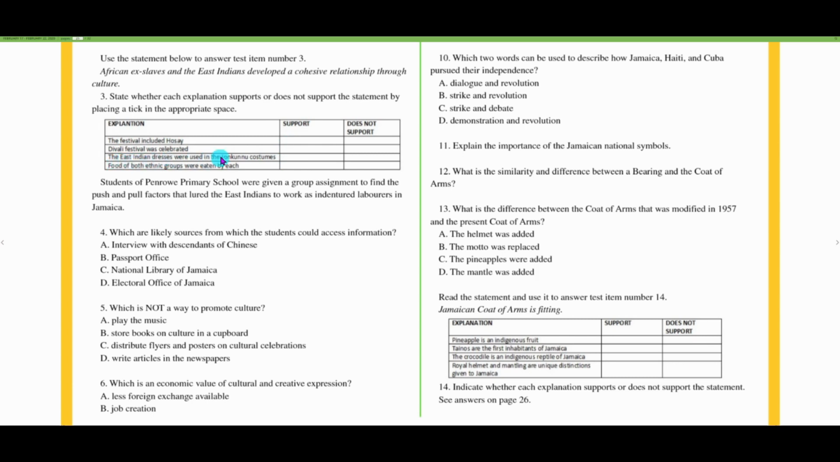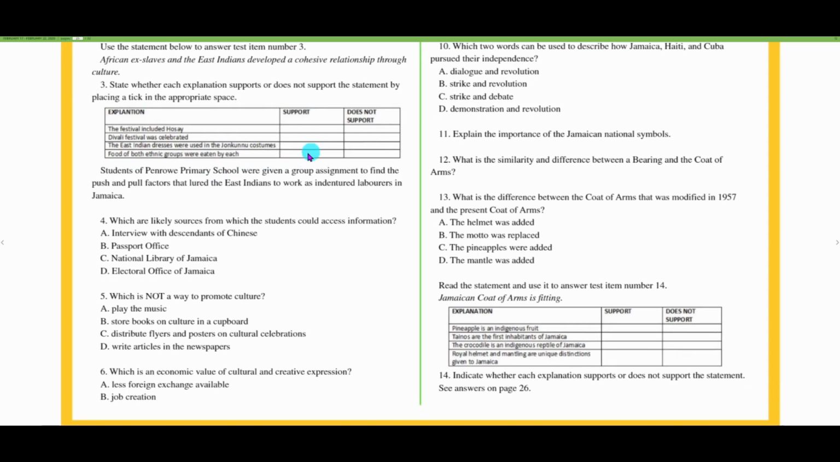Duale festival was celebrated. Okay. East Indian dresses were used in John Kuno costumes. Again, that would support integration. Food of both ethnic groups were eaten by each. Very good. So that again supports integration. All right, let's go with this.